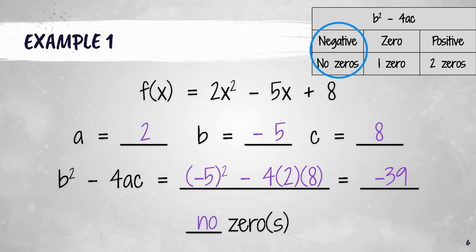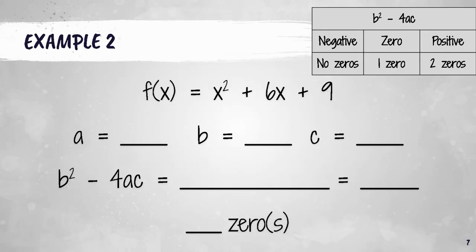Alright, example 2. So this time, you'll notice there isn't a number in front of x squared. What number do we always put in front of it if it doesn't have a number? 1. Then b is 6 in the middle, and c is 9 at the end. And then we're going to do b squared minus 4ac again.